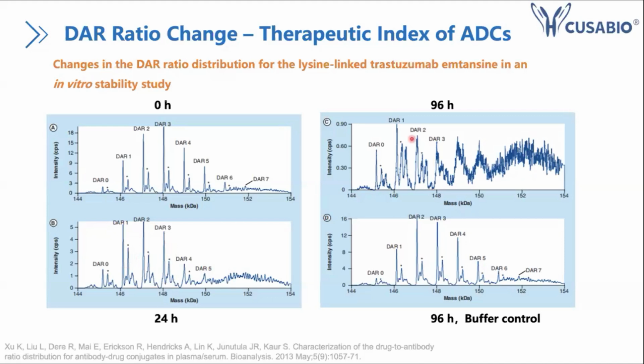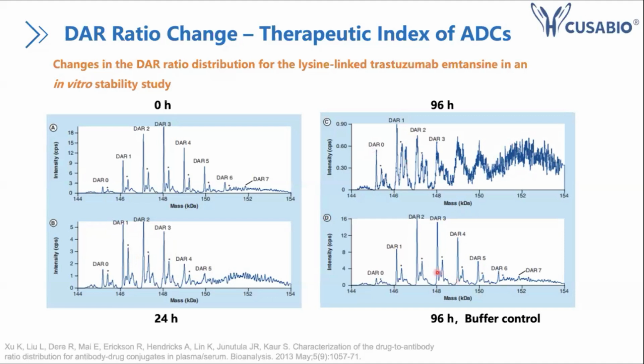So you see that DAR 1 to DAR 3 are enriched. At 96 hours, you see the complete disappearance of the high DAR species, like DAR 6 and DAR 7. And you see a very significant increase from DAR 1 to DAR 3, and all these three have a high relative abundance.